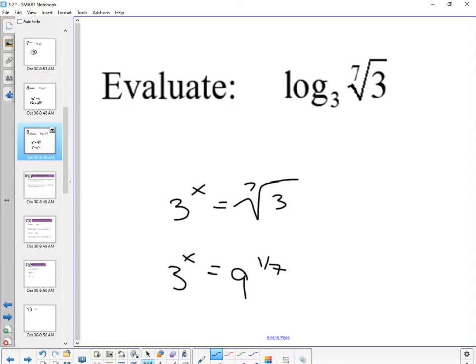Can you write it back in the page? Because isn't it the power? So it could be 3 to the power of 2, so would it be 2/7? Mm-hmm.